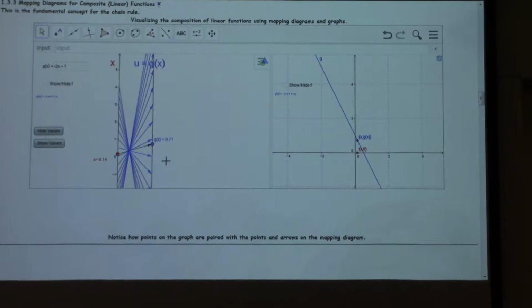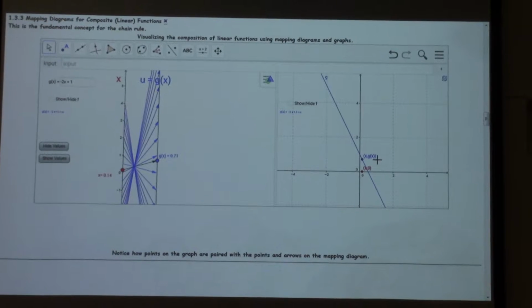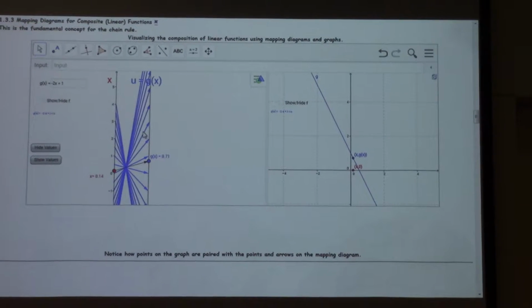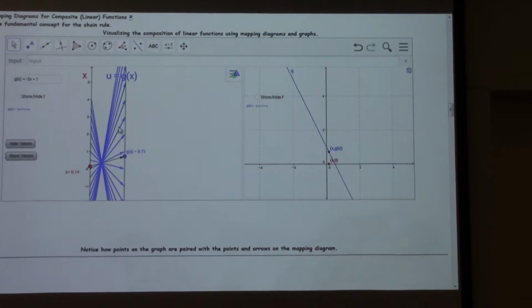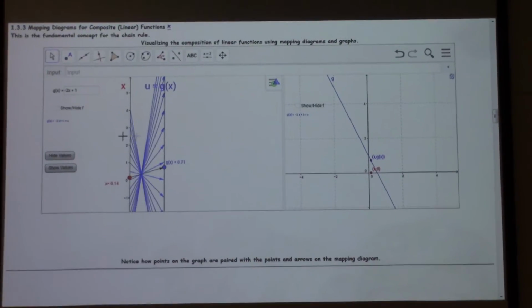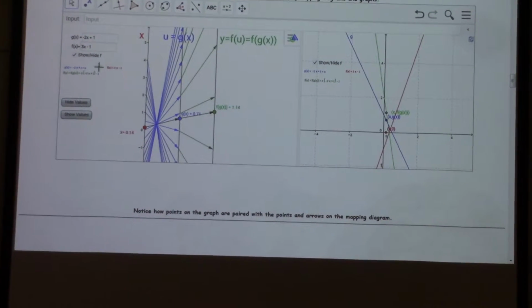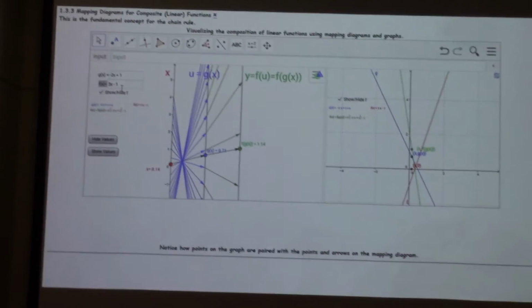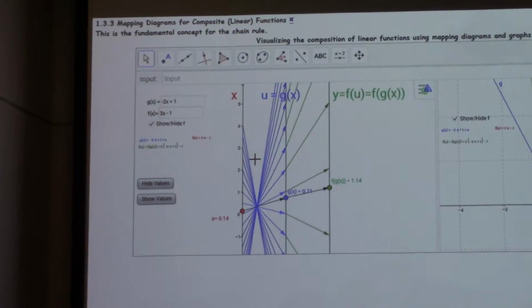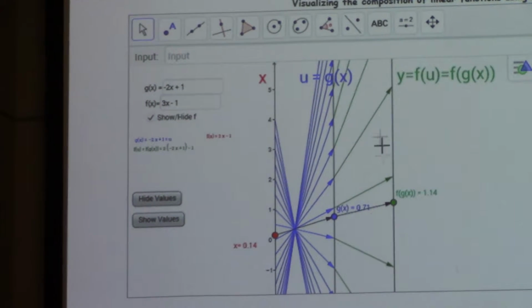And I've changed my point of view. Now I'm focusing on the mapping diagram, and on the other side I have the graph. So I've changed my main focus to the mapping diagram, because visualizing the composition is a lot easier with the mapping diagram. It's really hard. We have to do all kinds of proportions to do a composition with a graph. But here's what happens when I show you the second function here. Now the second function here is 3x minus 1. So first I take the number, multiply it by minus 2, add 1, that's the blue arrow. I take the answer from that, I multiply that by 3, and subtract 1. And that's what the green arrows are doing.